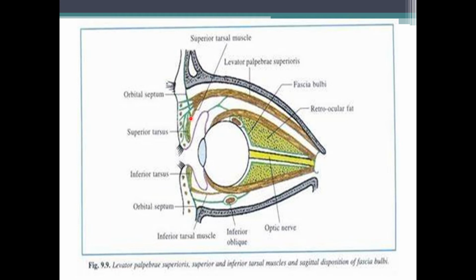a superior tarsus muscle. So in the starting of the lecture, we discussed the superior tarsus muscle. They are nothing but the involuntary fibers of the levator palpebrae superioris. And the lowest fibers get inserted into the upper fornix of the conjunctiva. Okay, so this is the levator palpebrae superioris muscle.